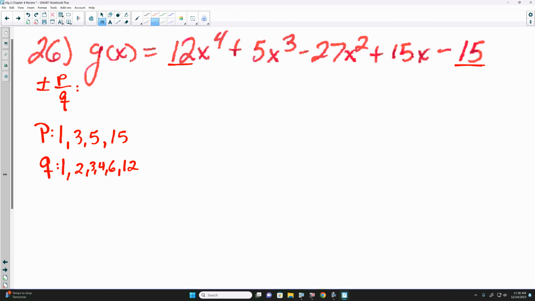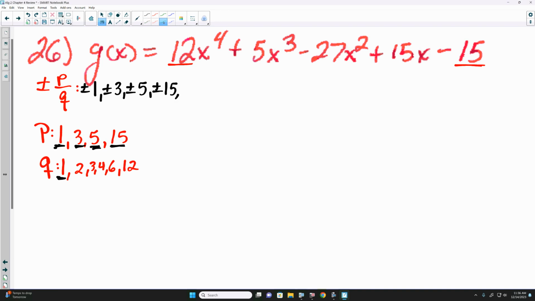Now the rational zeros, what we're going to do is divide every value of p by every value of q. And we start with 1. I think it's best to start with one value of q at a time. So the first thing we're going to do is to divide all the values of p by 1. We're going to put it over 1. So 1 divided by 1 is 1. 3 divided by 1 is 3. 5 divided by 1 is 5. And 15 divided by 1 is 15.